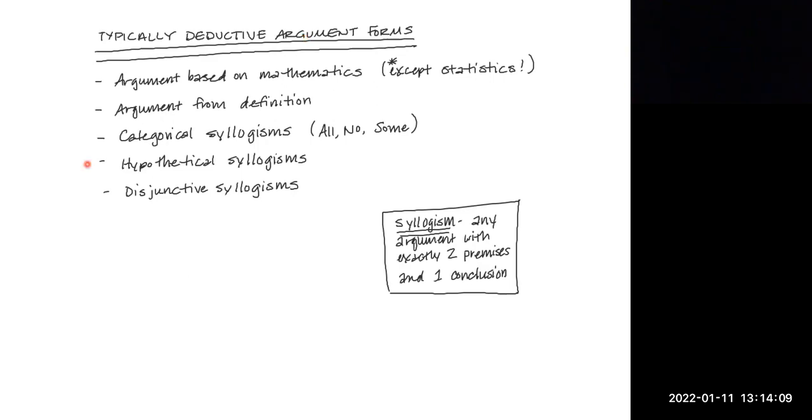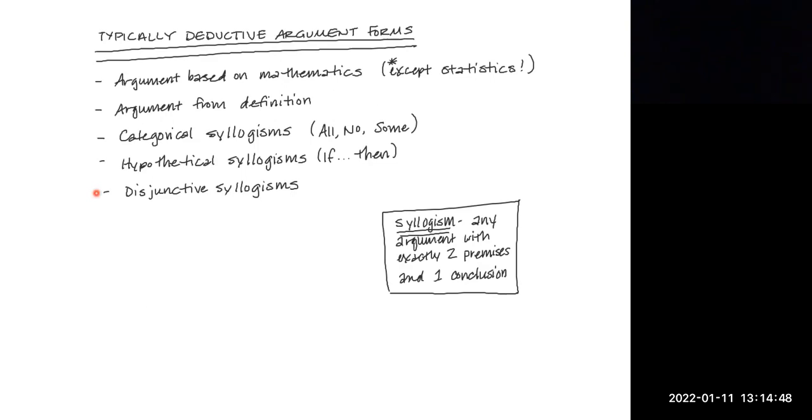We also want to treat hypothetical syllogisms as typically deductive. Hypothetical syllogisms involve an if-then or conditional statement. So for example, if I said, if Fox News is a propaganda machine, then it misleads its viewers. Fox News is a propaganda machine, therefore Fox News misleads its viewers. We've got an argument with exactly two premises and one conclusion, and it deals with an if-then statement as part of it. So that's going to be treated as a typically deductive argument.